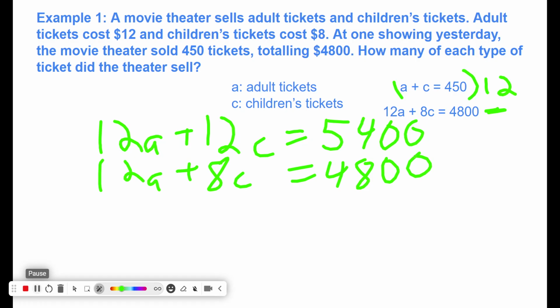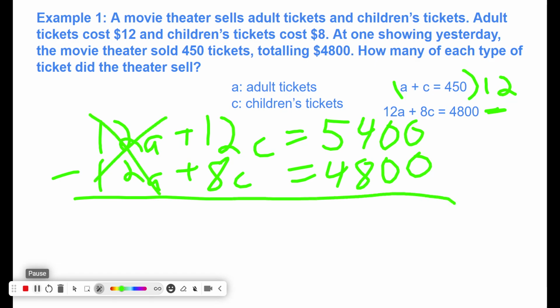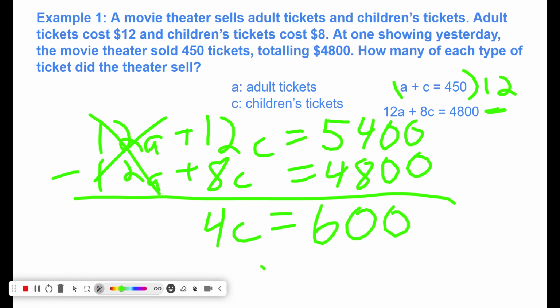So at this point, 12a is positive, 12a down here is positive. I'm going to subtract top from the bottom. That's going to eliminate my adult tickets. 12 minus 8 is going to be my 4 here. 5,400 minus 4,800 is, what's that, 600? Yeah, 600. Divide both sides by 4, and I'm going to get 150, okay, wow, 150 children's tickets.